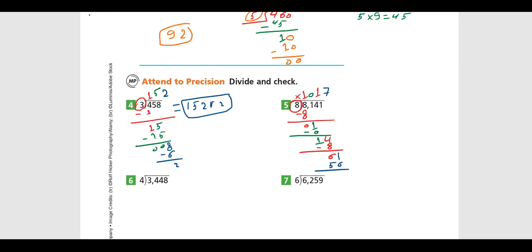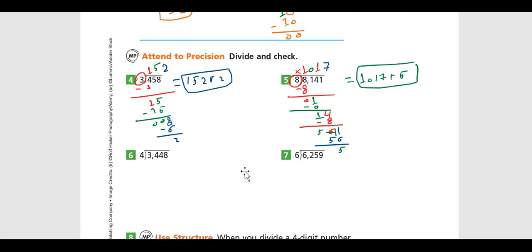So 1 asks 6 for 1. 6 becomes 5. And this becomes 11. 11 minus 6 is 5 and 0. So the answer is 1017. Remainder is 5. Now, number 6.